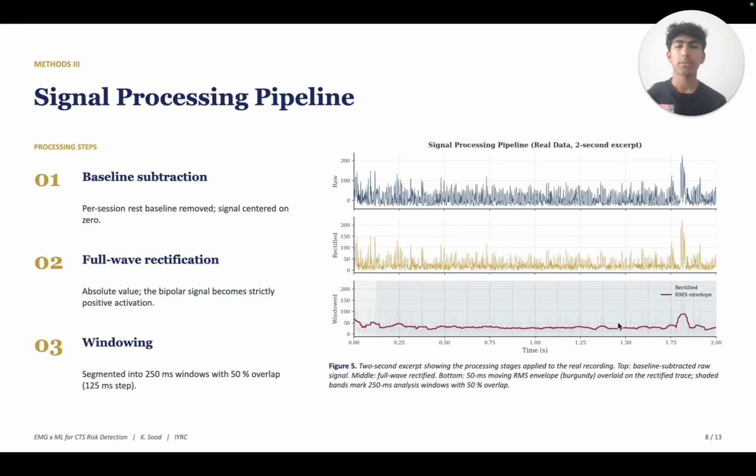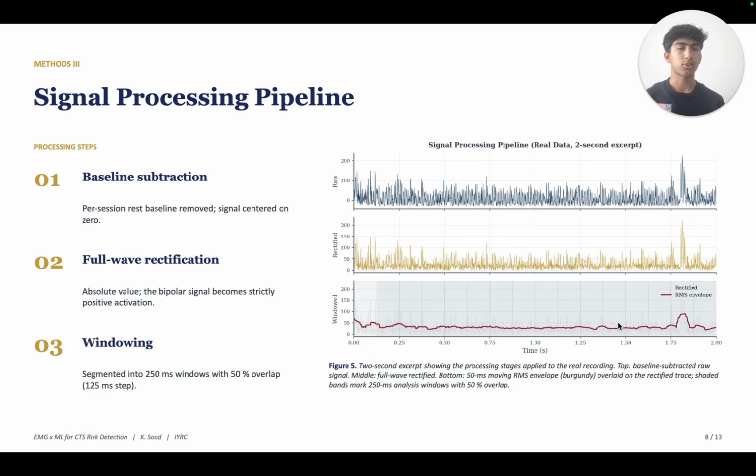To get the data ready for machine learning analysis, I performed a three-step processing pipeline. First, I subtracted the baseline from the signal, which made the signal centered around 0 and removed most of the background noise. Second, I performed a full wave rectification on the signal, which took the absolute value of each data point. This was done because the sign of the signal does not matter as much as its magnitude, so it allows the magnitude to be measured more consistently.